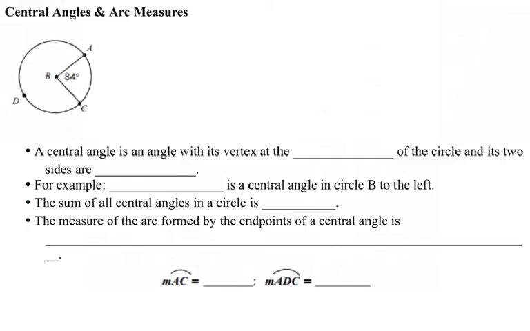Okay, so let's move on to this, because this may be some new information. So this is our central angles and arc measure. A central angle is an angle with its vertex at the center, hence the reason it's called a central angle, and its two sides are radii, which is just the plural form of radius. So right here is my central angle. Notice the vertex is at the center, and AB and BC are both radii. They're both radiuses. That's not a word, but they're both radii.